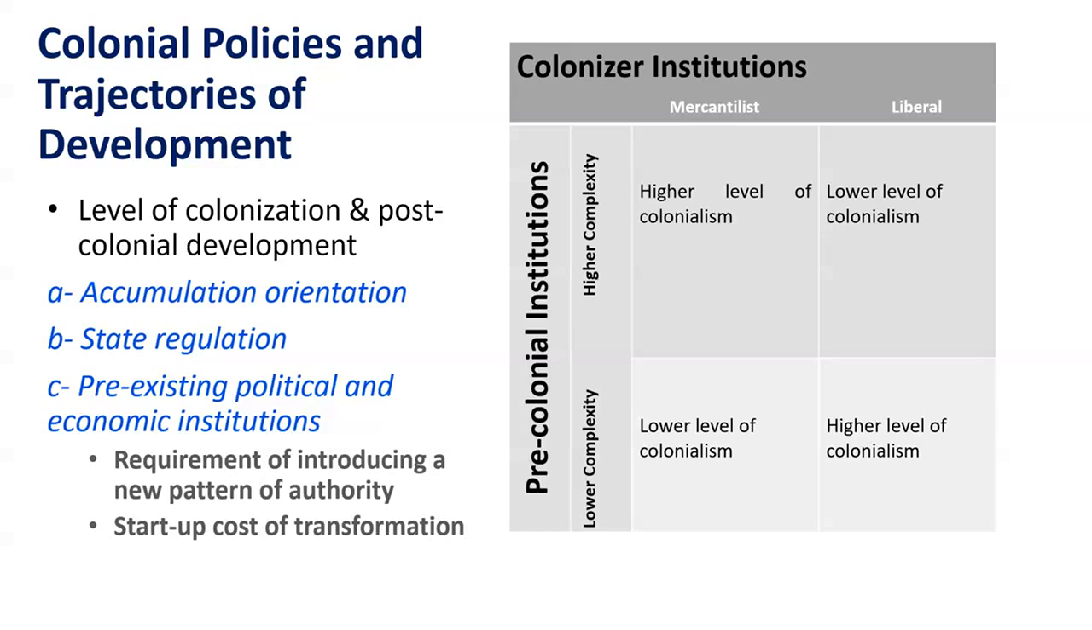So basically, he distinguished between higher complexity and lower complexity. If the country is politically complex, they have centralized bureaucratic authority. Economically, they have a clear division of labor, extensive slavery, and extensive agricultural economic activities.